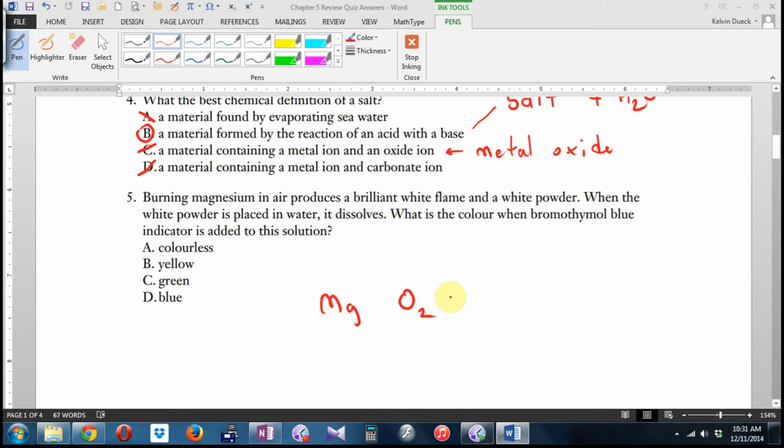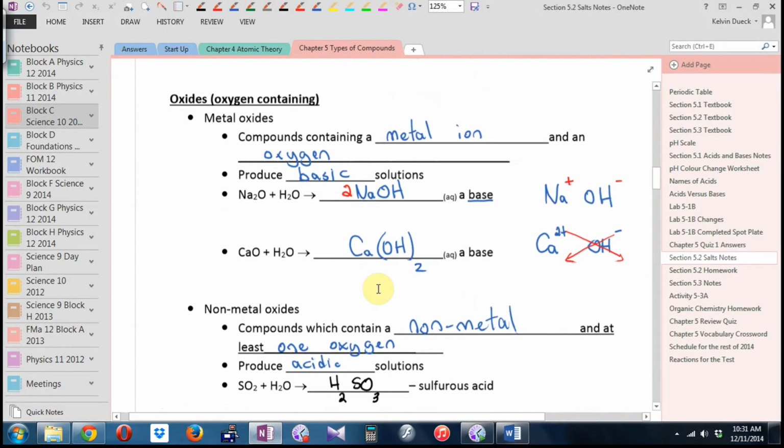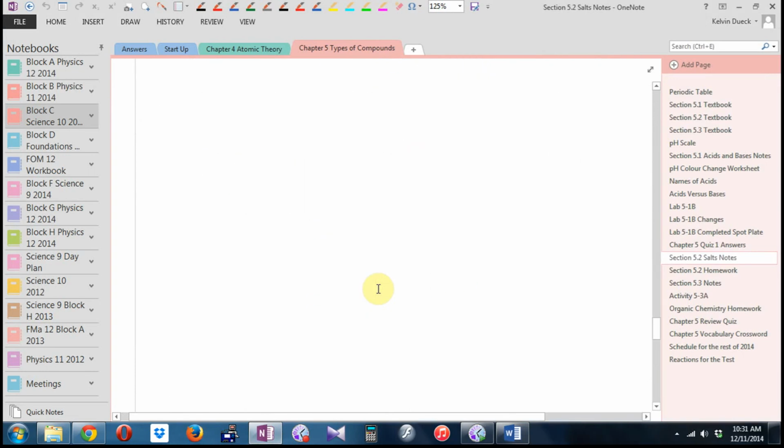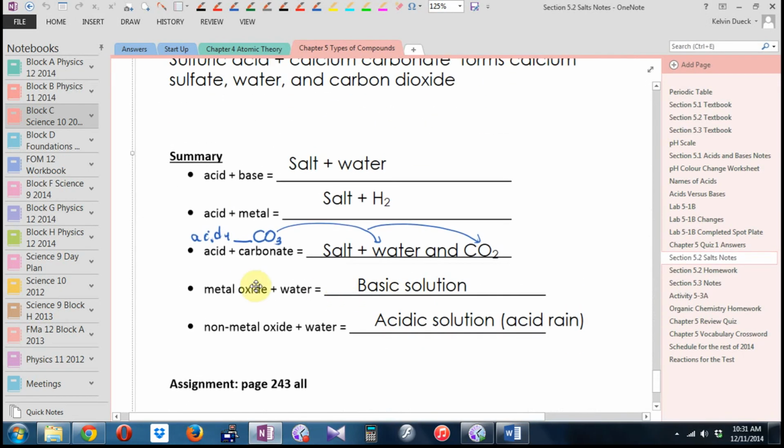When you mix a metal oxide, because magnesium is a metal, oxygen is oxide, when you mix a metal oxide and water, what do you get? If we go back to our salts notes, to that summary at the very end, we have a lovely summary. If you mix metal oxide and water, you get a basic solution.